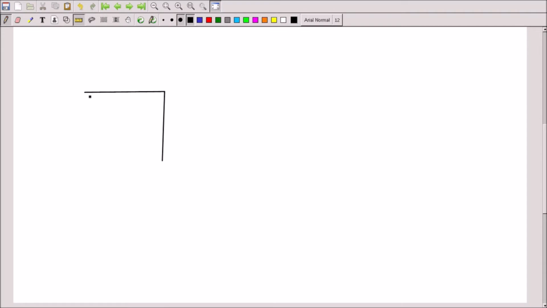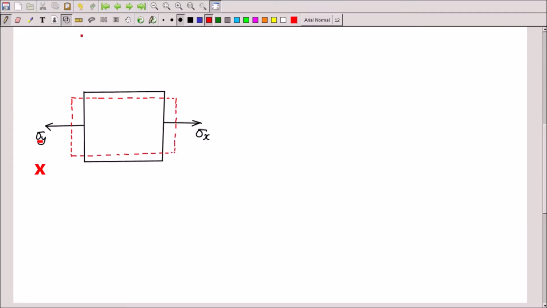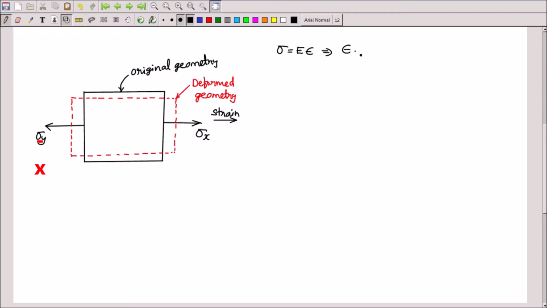In order to simplify it further, let us consider one of the faces which has a stress sigma x like this. Because of stress sigma x, let us say this face deforms like this. So this is the original geometry and this is the deformed shape of the geometry. Now let us think of what is the strain along x direction. We know from Hooke's law sigma is equal to E into epsilon, which gives epsilon is equal to sigma by E. Hence, strain along x direction will be sigma x by E.